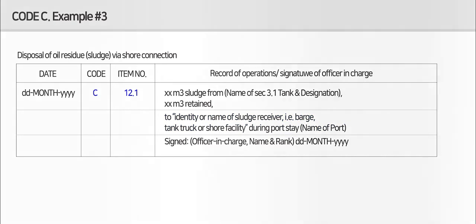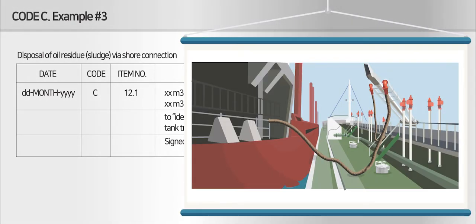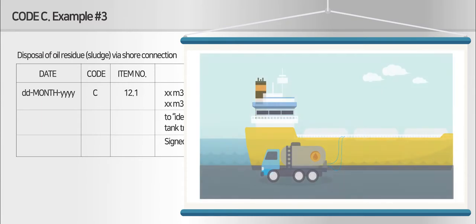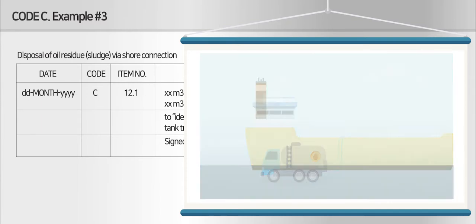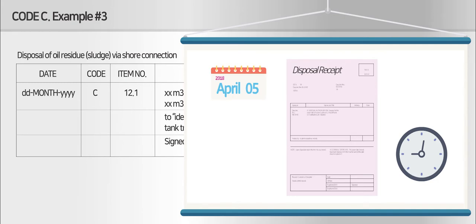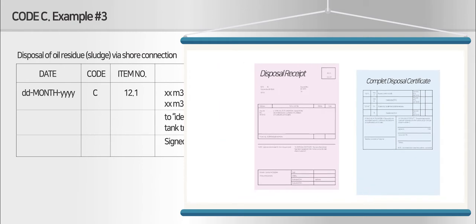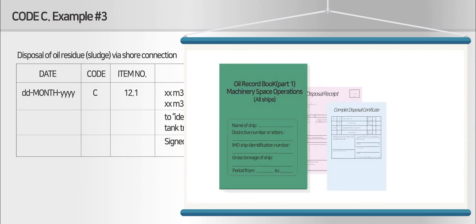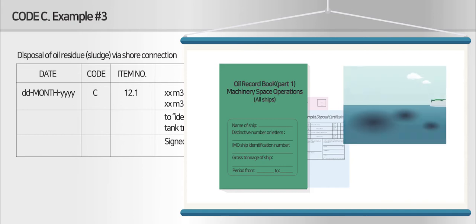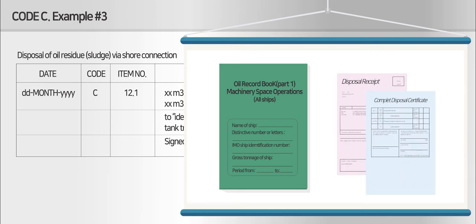Note: ship's masters should obtain from the operator of the reception facilities, which includes barges and tank trucks, a receipt or certificate detailing the quantity of oil residue transferred, together with the time and date of the transfer. This receipt or certificate, if attached to the Oil Record Book Part 1, may aid the master of the ship in proving that his ship was not involved in an alleged pollution incident. The receipt or certificate should be kept together with the Oil Record Book Part 1.